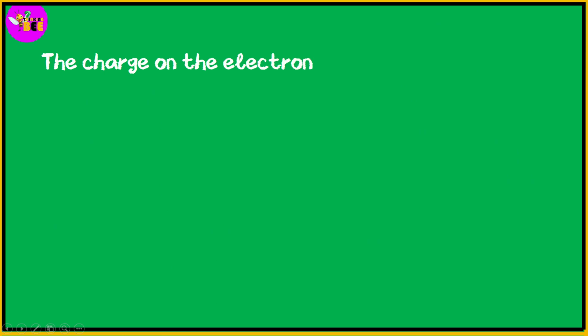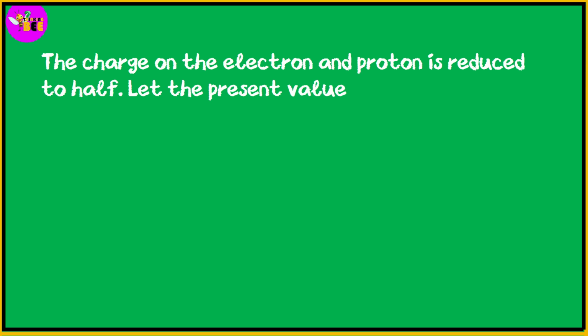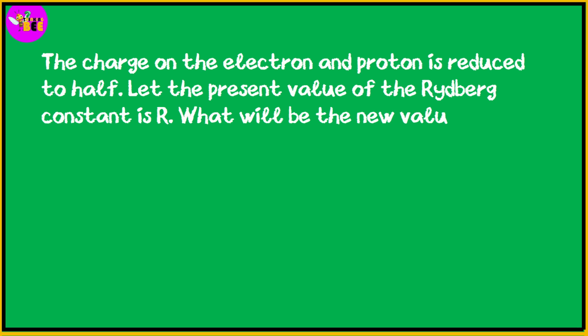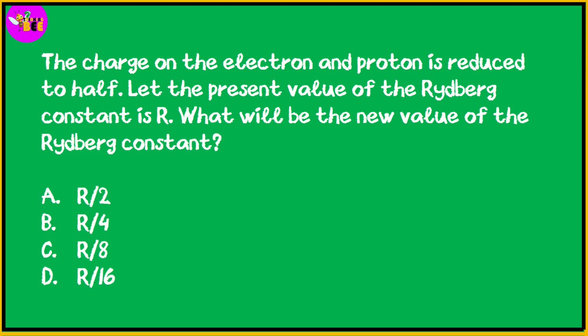Now moving on to the next question, we have the charge on the electron and proton is reduced to half. Let the present value of the Rydberg constant is R. What will be the new value of the Rydberg constant? R by 2, R by 4, R by 8 or R by 16.